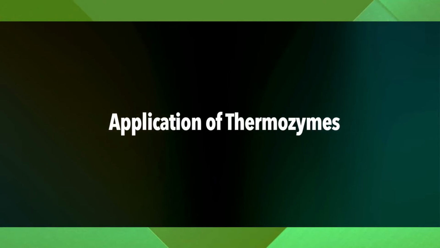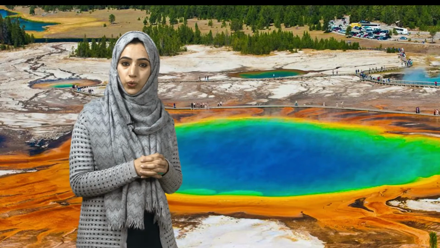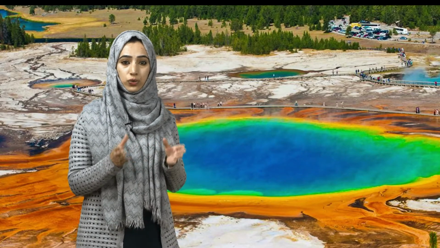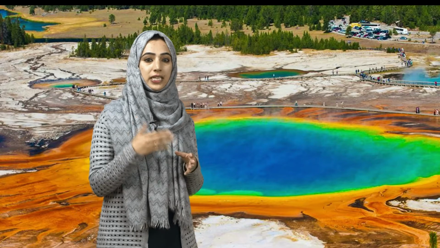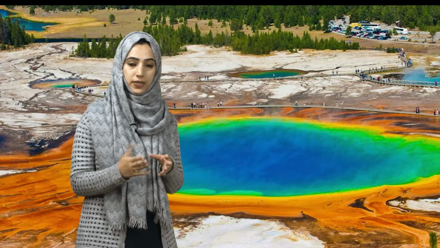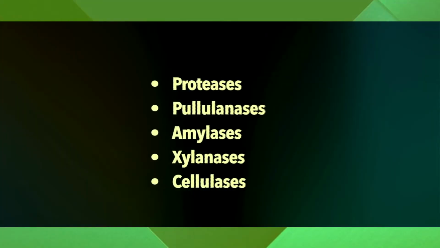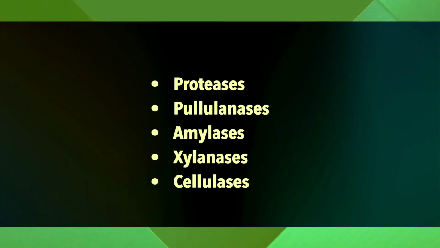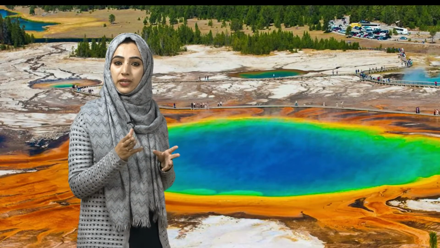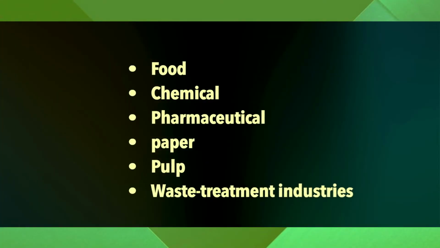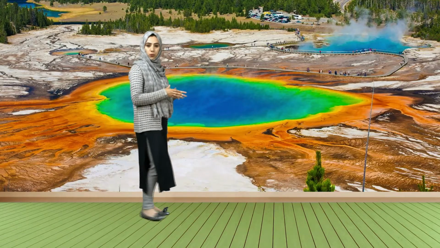Now, let us discuss the application of thermozymes. Recent developments clearly show that thermophiles are a good source of novel catalysts that attract great industrial interest. Thermostable polymer degrading enzymes like proteases, pullulanases, amylases, xylanases, and cellulases are expected to play an increasingly important role in food, chemical, pharmaceutical, paper, pulp, or waste treatment industries. Now, let us discuss them one by one.